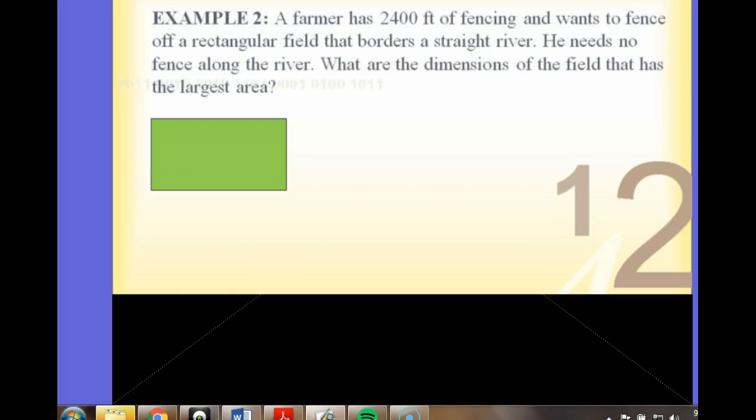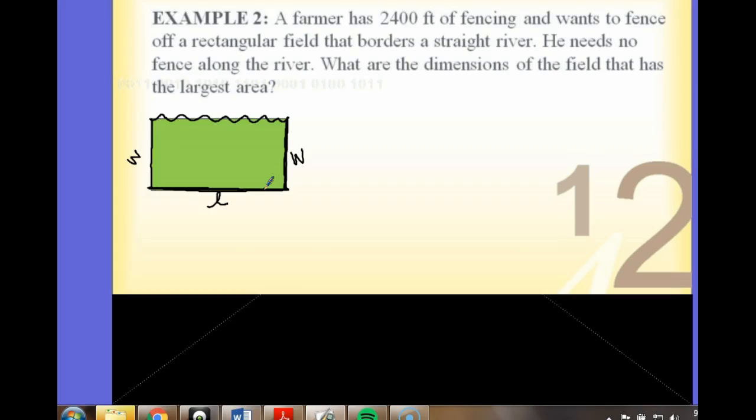A farmer has 2,400 feet of fencing and wants to fence off a rectangular field that borders a straight river. So here's the river. There's my green field. They only need to fence where there is no river. So I need fencing along the widths and one length, but not the other. He needs no fence along that river. What are the dimensions of the field with the largest area?